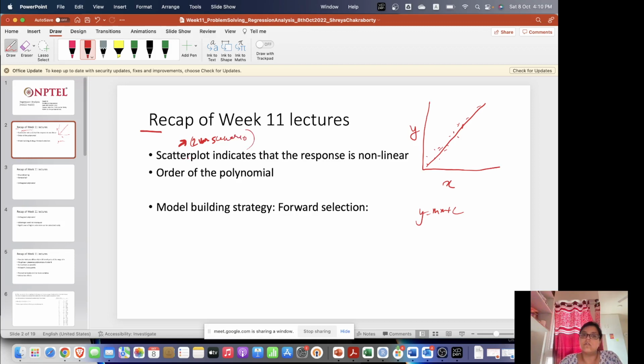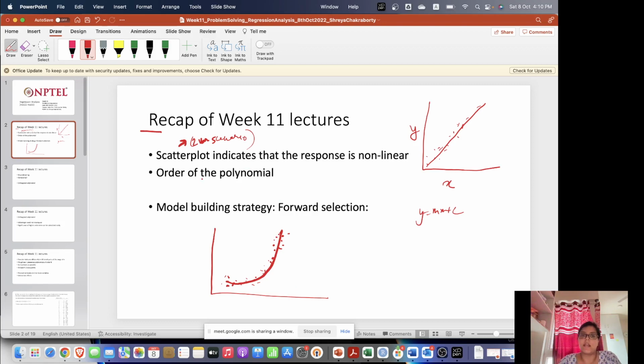So if the response is something like this, let's say, this one is a non-linear curve. This could be a polynomial, let's say a parabola or something. These are situations where we would go for polynomial regression.